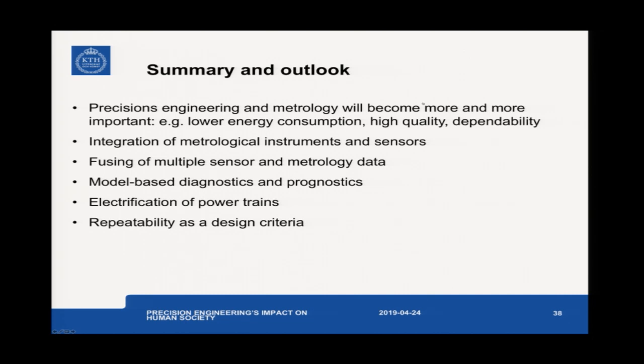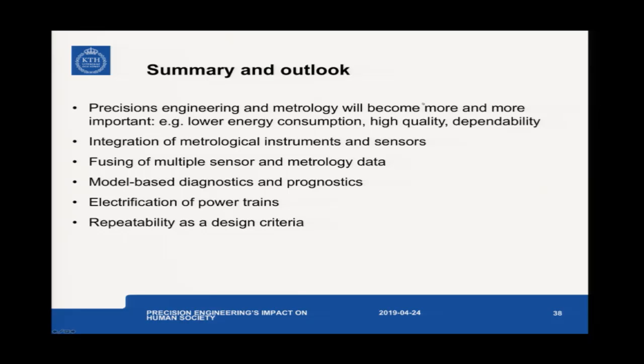We also see trends in the integration of metrological instruments, sensors and machinery. That in combination with digital models is also important. So using the measurement as a calibrator or a tuner for the model, and then you're using the digital model to do the estimating of a behavior. That's also a trend we see today. Fusing of multiple sensor metrology data is also a very important area, connected to edge computing and so on, where we want to distribute it and fuse multiple data sources together to get a better understanding of how the different parts are allocated.